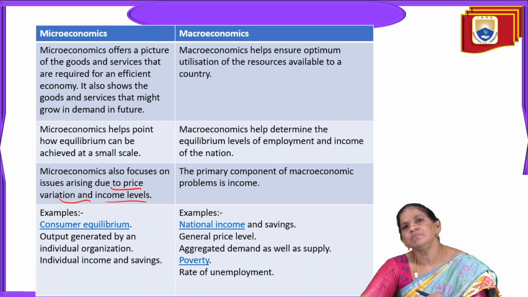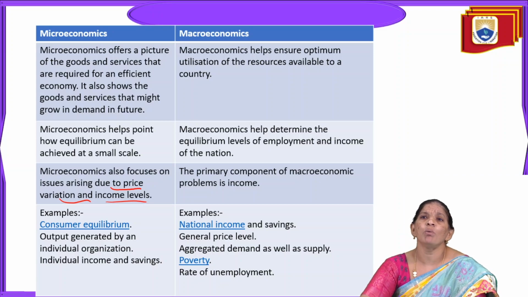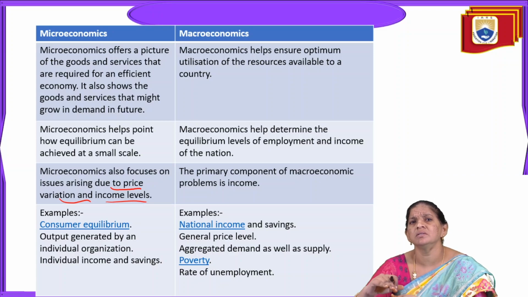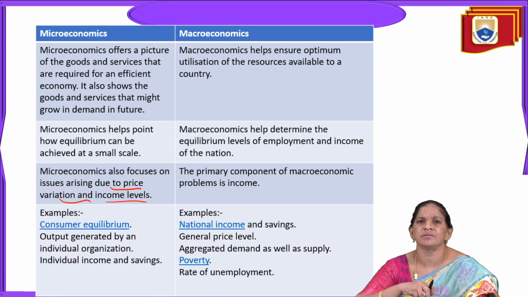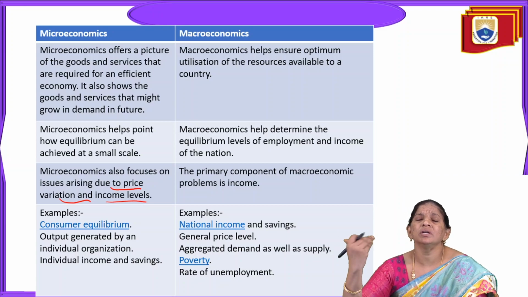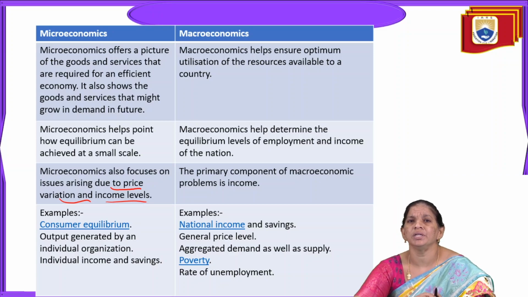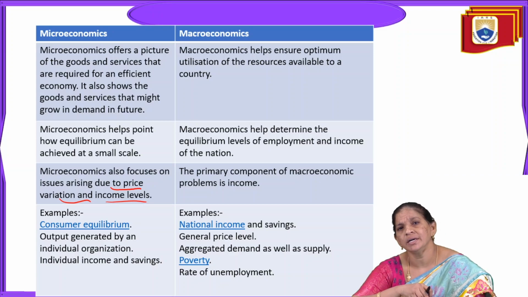But when it comes to the macro element, the primary component is the problem of income: increased income to the nation or to the individual. Once the individual income level increases, automatically the gross income level of the country will also increase. So at the macro stage, they identify what factors are necessary in order to create more income for the individuals of the country.